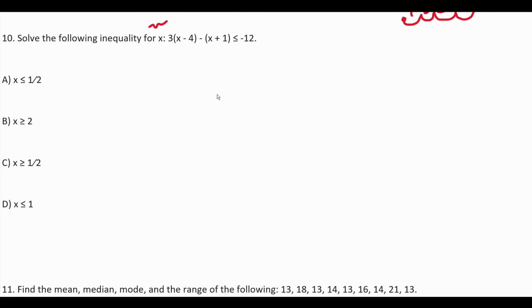Make sure I still have my pen here. I do. Number 10 says solve the following inequality for x. We have 3 times x minus 4 minus x plus 1 less than or equal to negative 12.